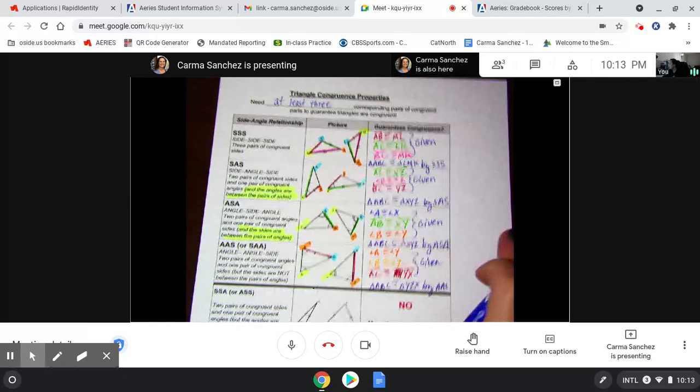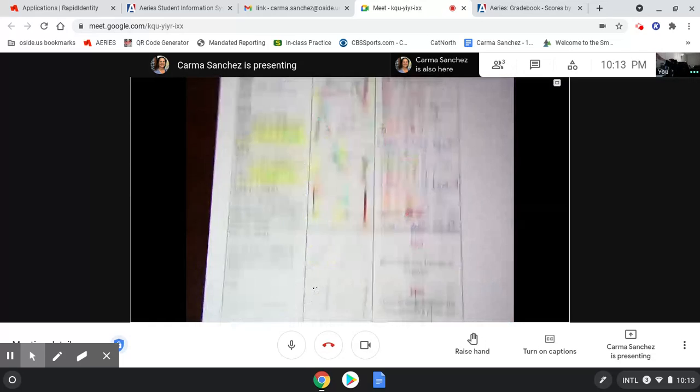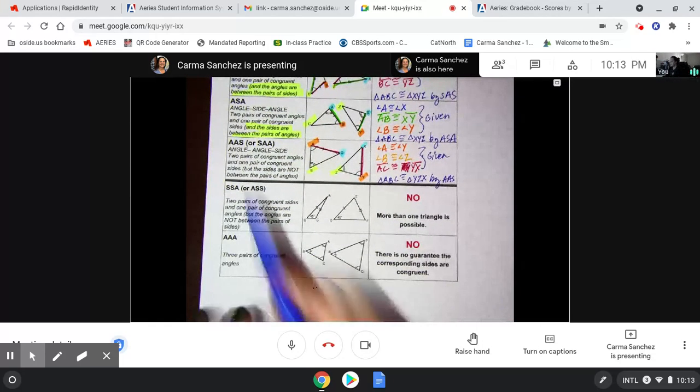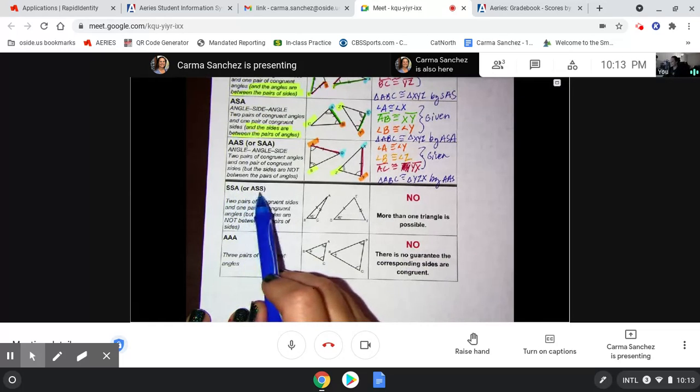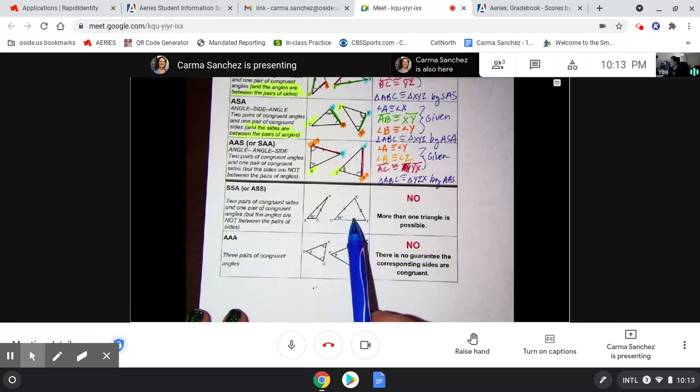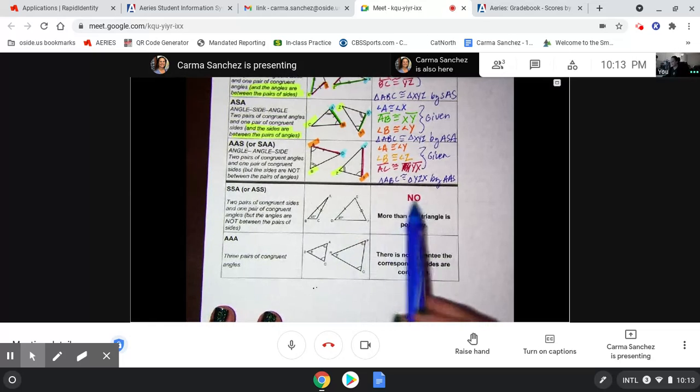Okay, there are two things that don't work. So we want to make sure you understand that these things do not work. Side, side, angle, or angle, side, side. If I have two sides and one angle, it's not enough because look, this side and this side match, this side and this side, the angle matches, but oh my gosh, do those look congruent? Heck no. So it is not enough to have two sides.